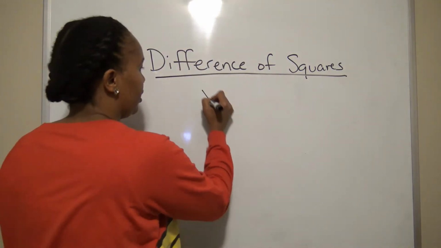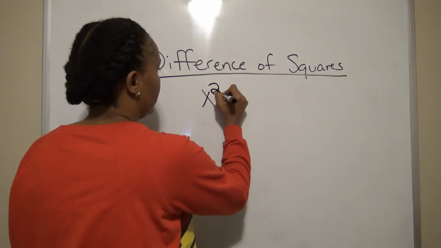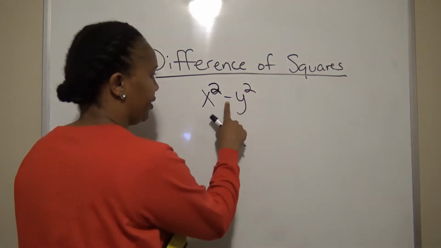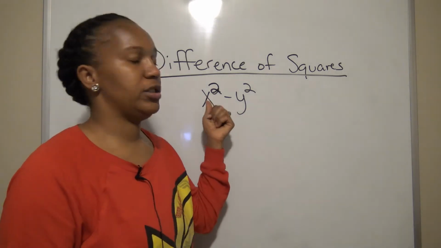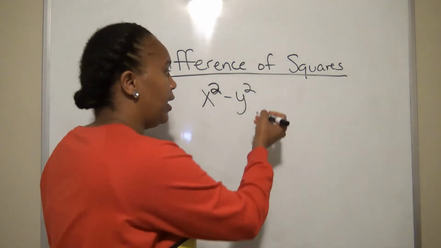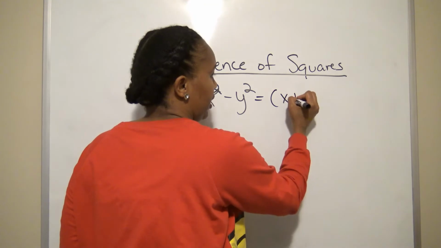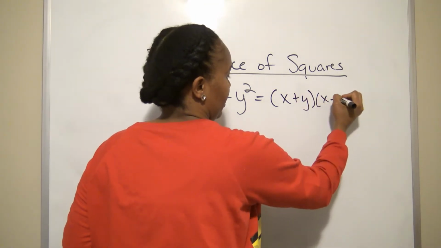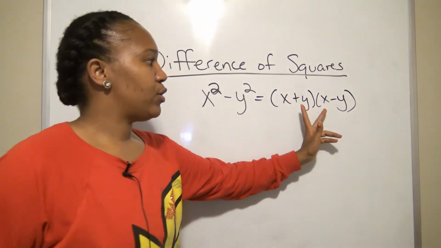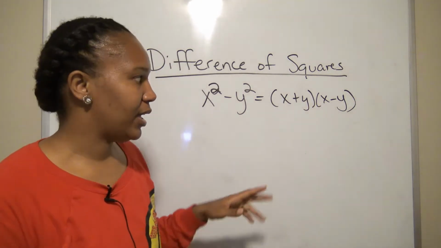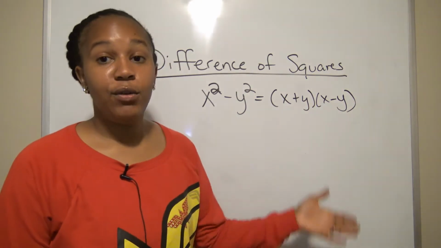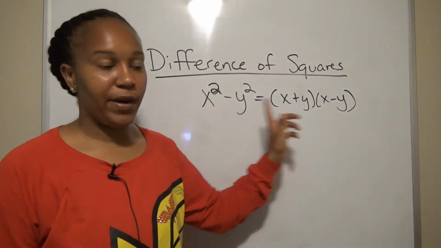So difference of squares look like this. X squared minus y squared. There's your difference and there are your squares. So if you have two things squared and you're taking the difference between those two things, then that can break down into x plus y, x minus y. And it doesn't matter which order you write these in. You can write the x minus y first and the x plus y second, or vice versa. But if you have the difference of two squares, it can factor down like this.